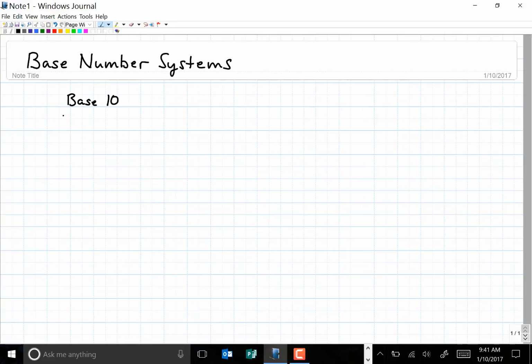What this means is that when I write a number like 356, each of these digits has a value based on where it is in the number. So we know, for example, that this is the ones digit, this is the tens digit, and this is the hundreds digit. So that would mean that in this number, we have 3 hundreds, and we have 5 tens, and we have 6 ones. So that is the meaning of this number 356.